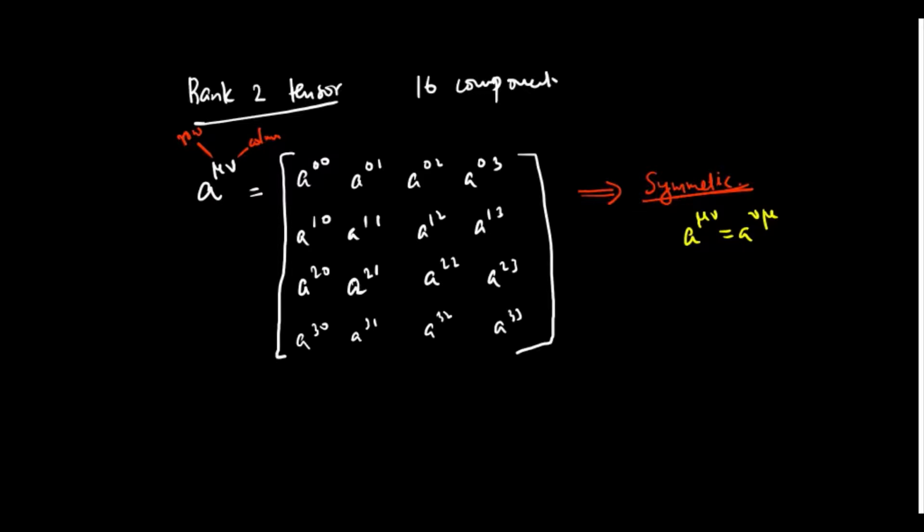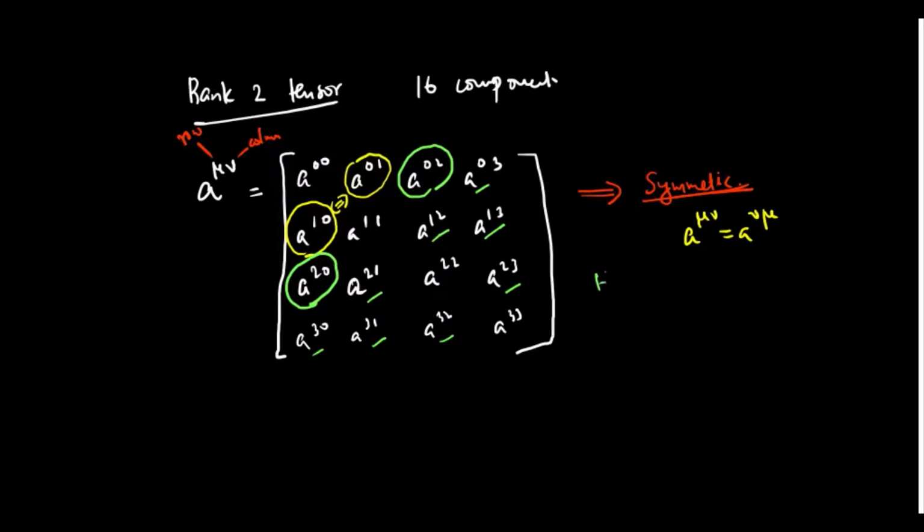OK, then see what will be here. Instead of A01, what can we write? You can have A10 here, so these will be the same elements. Instead of A02 you can write A20, and instead of A03 you have A30 here. Instead of A12 you have A21, instead of A13 you have A31, and instead of A23 you have A32. So then how many independent elements will be there?